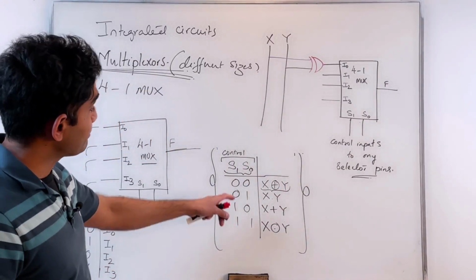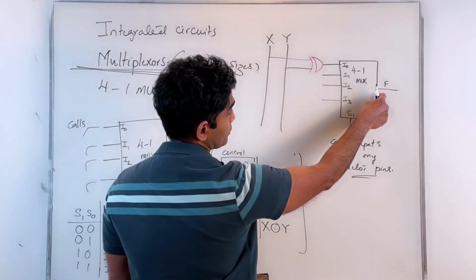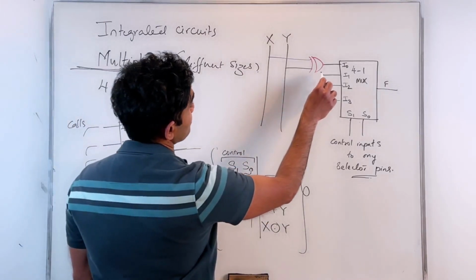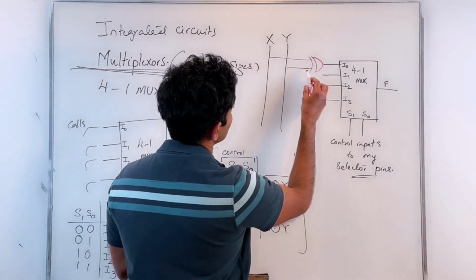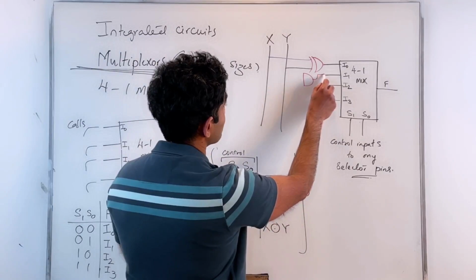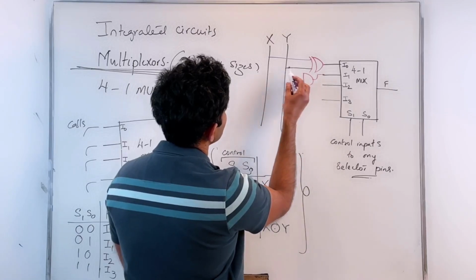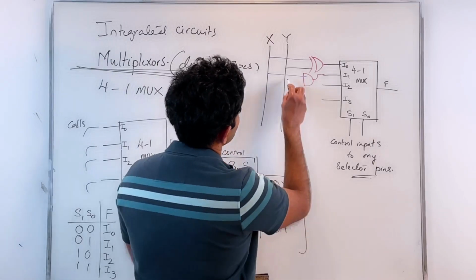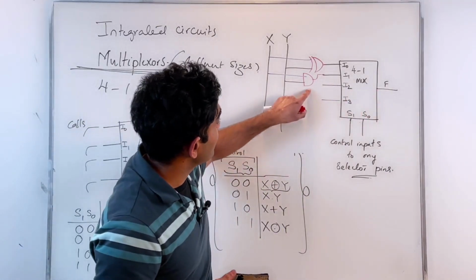And likewise, I can map the other functions as well. So for 0, 1, I know that I1 is the one routed to the output. What should I apply to I1? An AND operation between X and Y. So here I will apply an AND gate between X and Y. Same thing. That's X, and that's Y. So now 0, 1 gives me the AND operation between X and Y.